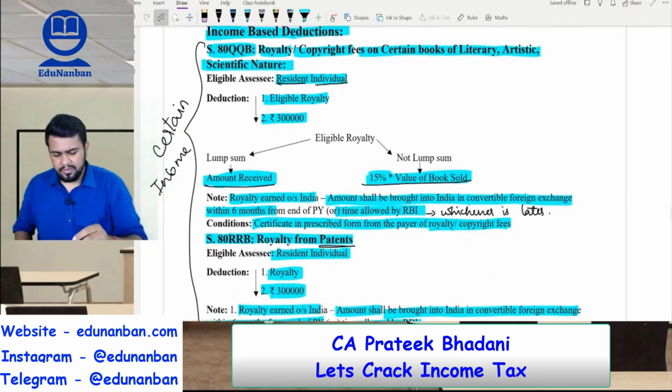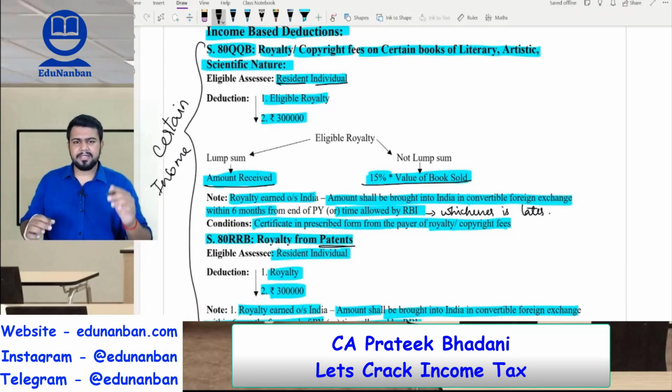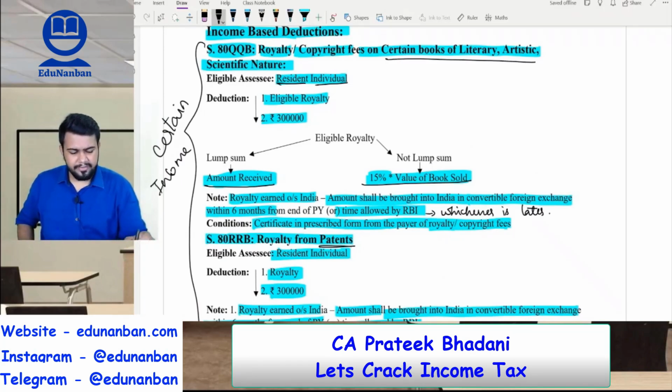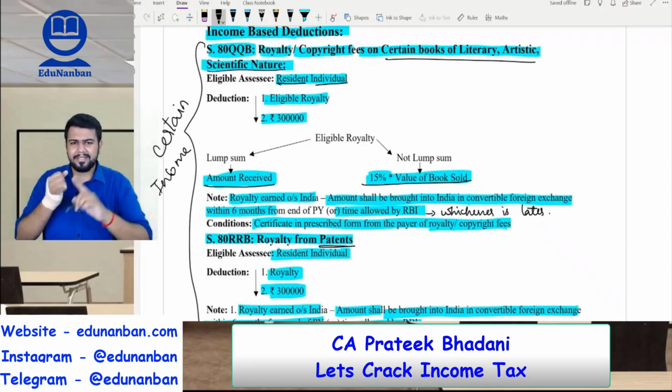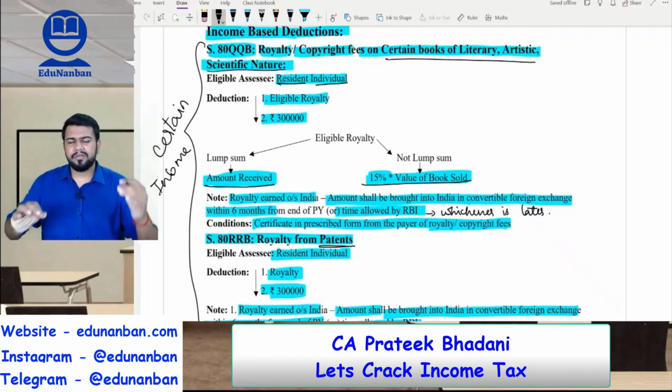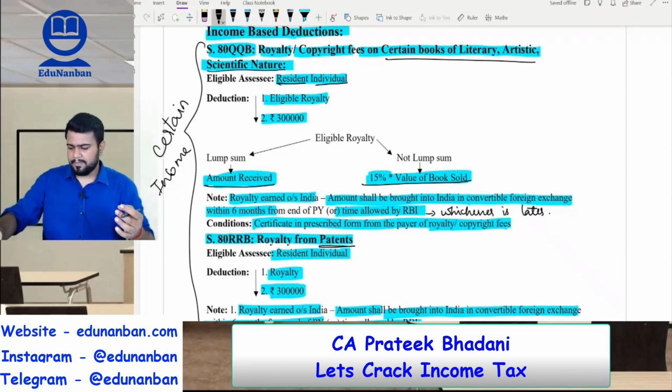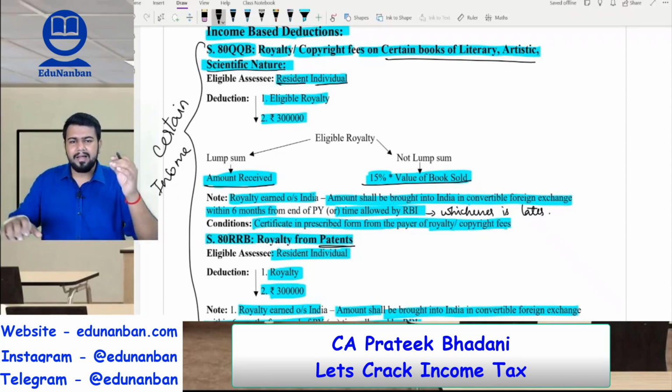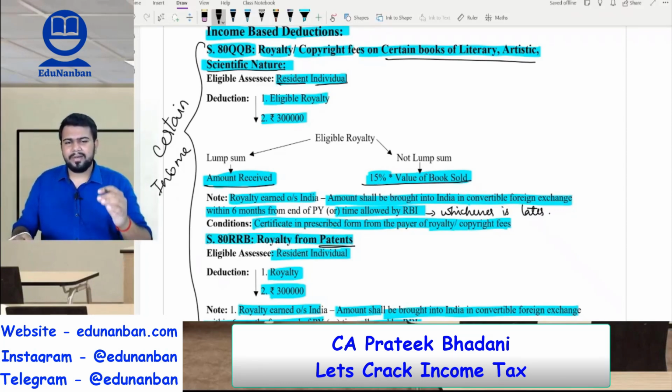Sir, what is 80QQB? 80QQB means deduction for royalty or copyright fees on certain books of literary, artistic and scientific nature. So if the assessee has written a book on a literary or artistic or scientific subject, and the person gives the right for the book and receives a royalty for the book, then the amount of royalty received will be allowed as deduction. Okay, so here deduction is allowed for the income that is received.